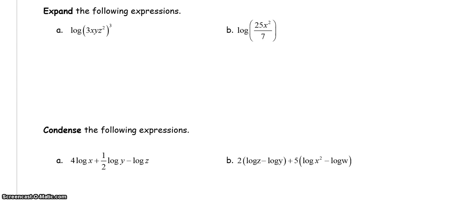So now we're going to work on expanding the expressions. These are a little bit more challenging than the ones in Level A, but we're still using the same properties. So the first thing that I notice here is that we have this third power that's affecting everything inside our log. So what I'm going to do is start by moving that to the front. So that becomes the 3 log of 3xy z squared.